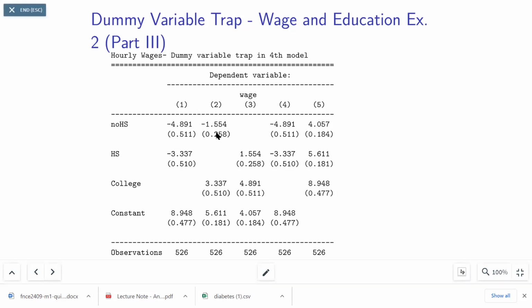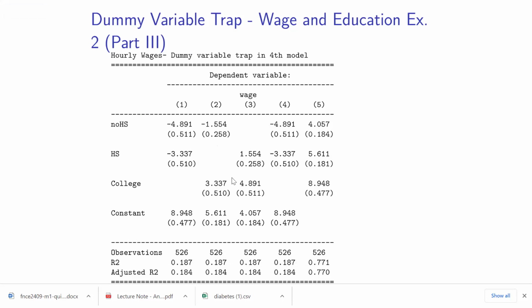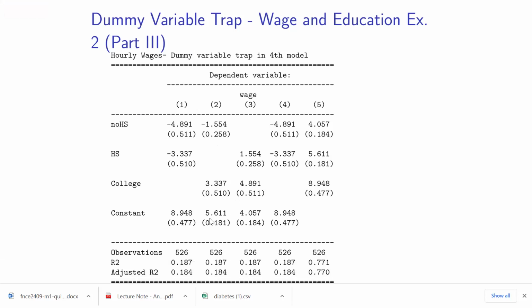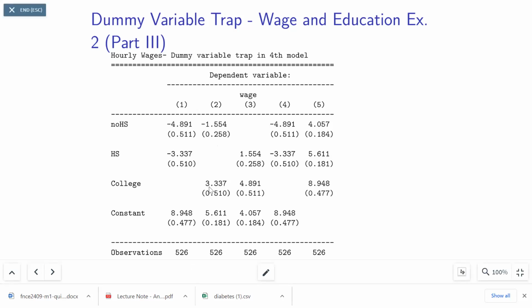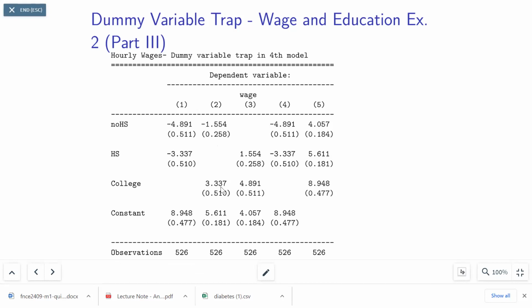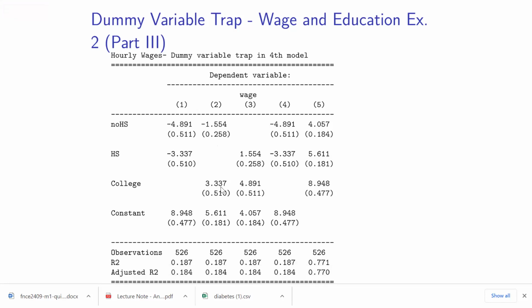In column 2, the dummy variable that was left out is the high school dummy. And therefore, the estimated intercept shows the mean wage for the worker with a high school degree, and the estimate of 3.337 for the college dummy shows that on average, a worker with a college degree earns $3.34 more as compared to workers with only a high school degree, and so on and so forth.